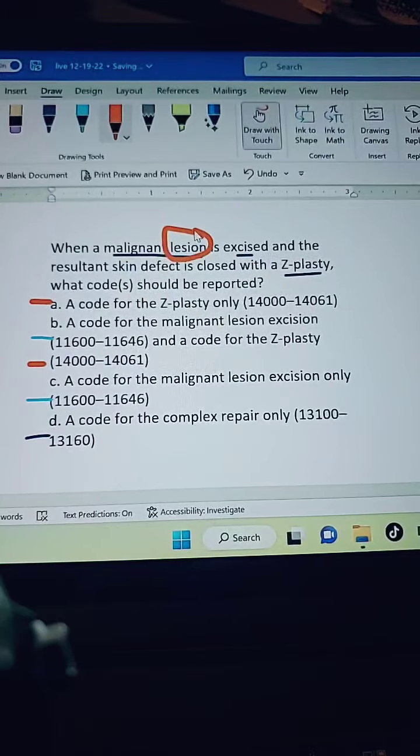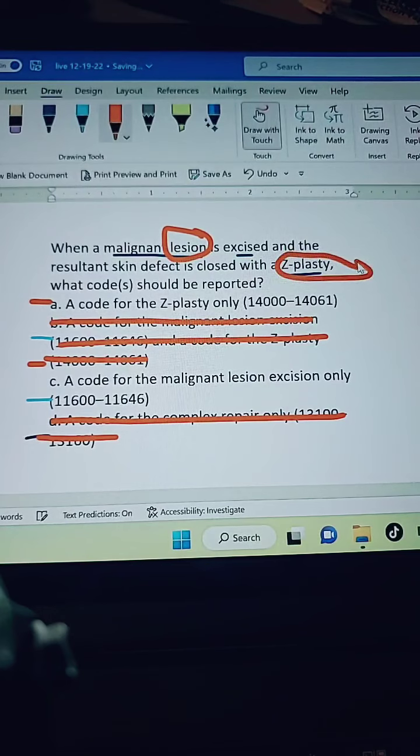This is singular, a malignant lesion. If we were to code anything like this, it would have to be dual. So I'd get rid of that because that's dual. 13s are not malignant. Get rid of that. 16s are malignant. 14s are malignant. But which ones are Z-plasties? Gray got it right. It is A.